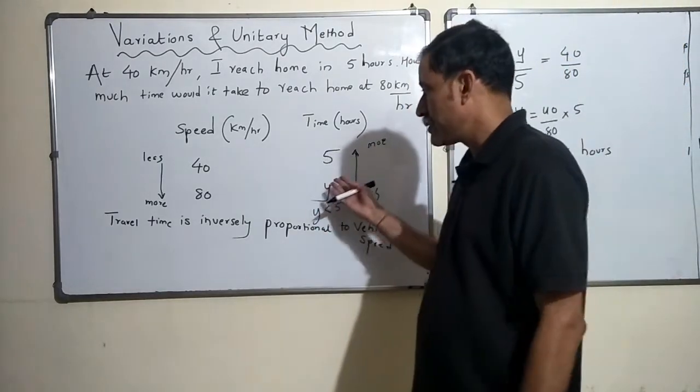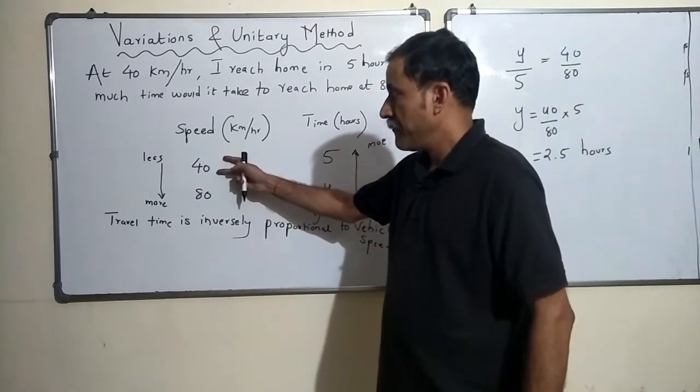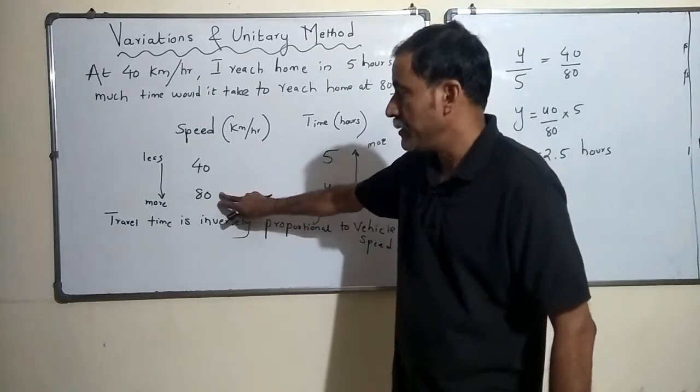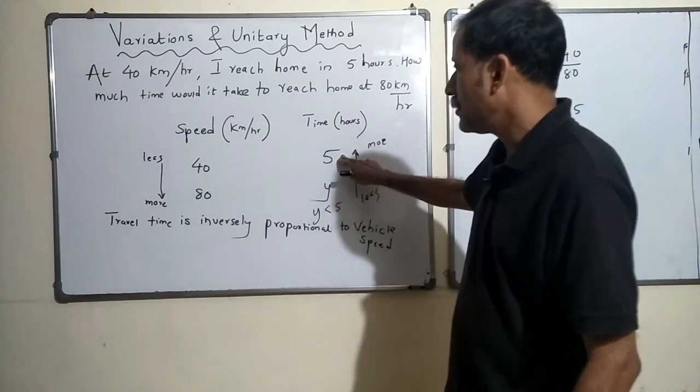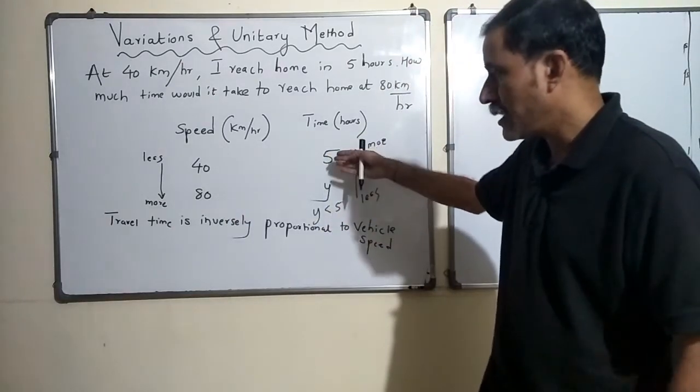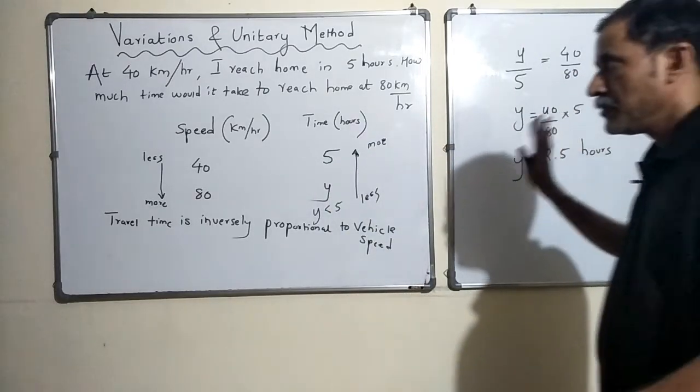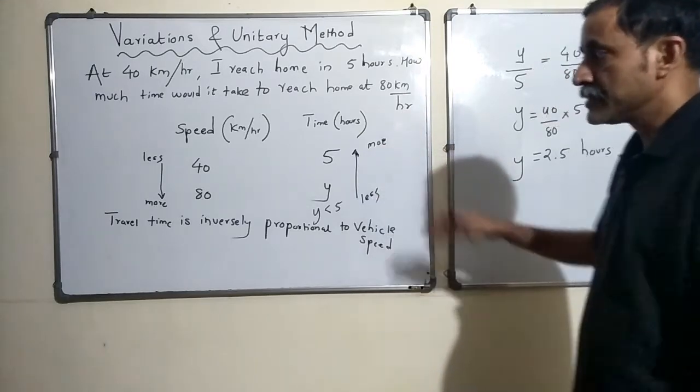Common sense will tell you this is the right answer. If you are going at 40, you take 5 hours. If you increase your speed, you double your speed, naturally your time will be half. So half of 5 is 2.5 hours, right? So this is the case of inverse variation.